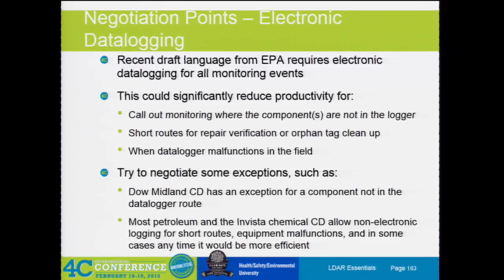Recent draft language from the EPA requires electronic data logging for all monitoring events. This one, I'm not a big fan of that. There's people that go out there and do a paper log for some sort of remonitoring event. We were out at a facility the other day, and I actually helped some guys monitor. I did it on paper logs, and I just typed it back in. When it's needed to be done, it can be done. I would think a lot of these places would say, just make sure it gets into an electronic database afterward, within a certain time frame, so that you don't have the paper logs anymore.